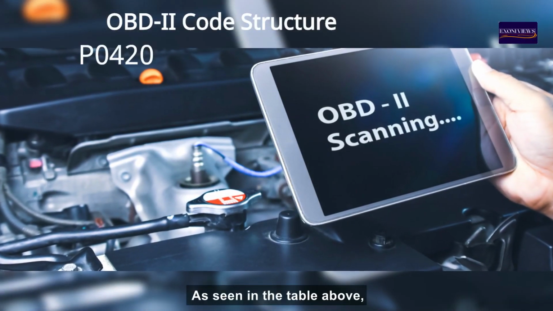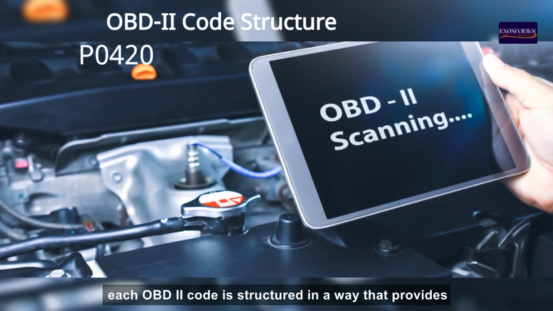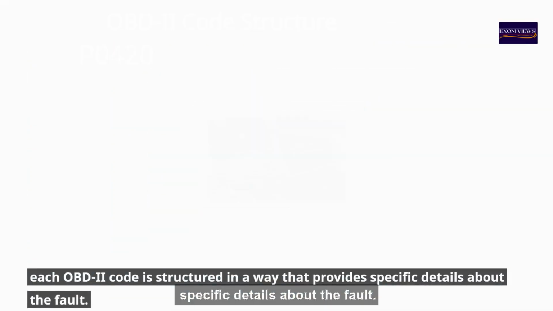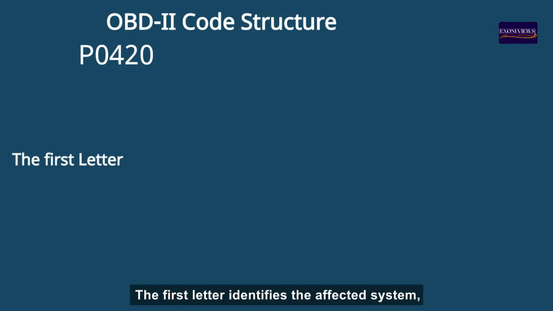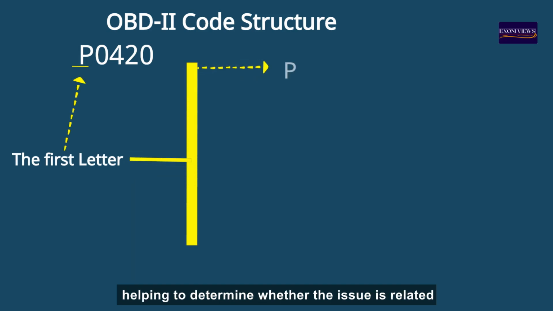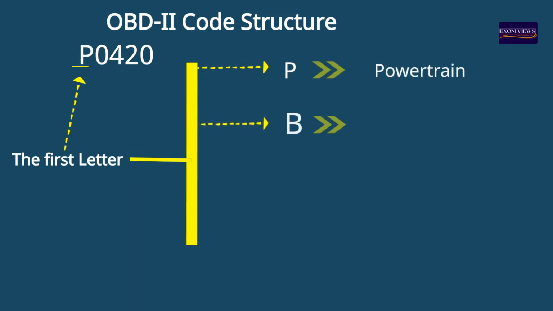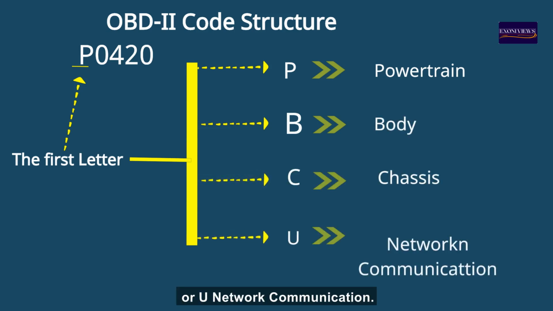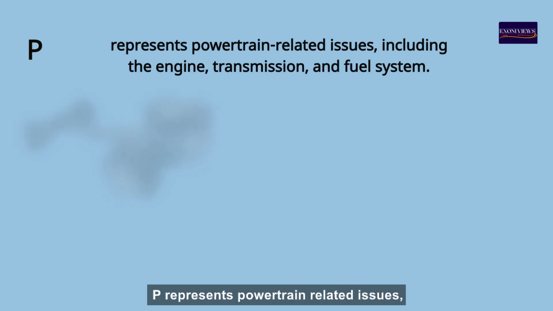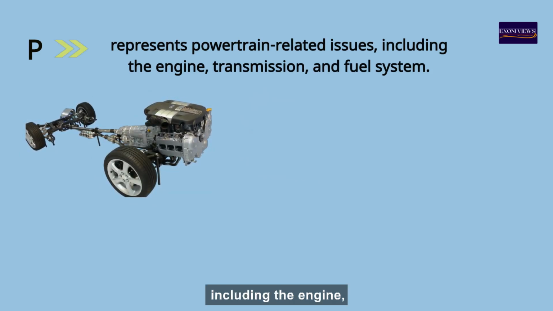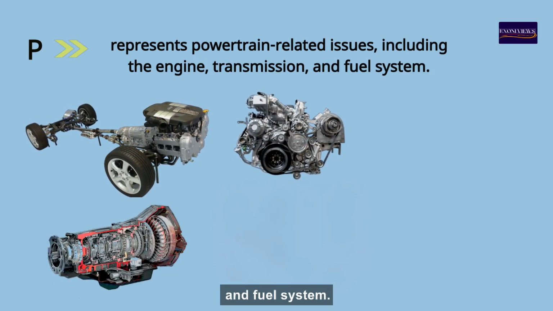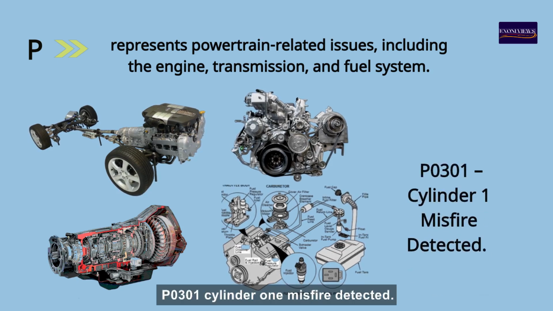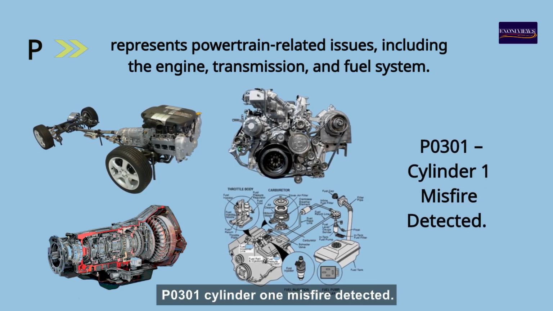As seen in the table above, each OBD2 code is structured in a way that provides specific details about the fault. The first letter identifies the affected system, helping to determine whether the issue is related to the P, powertrain, B, body, C, chassis, or U, network communication. P represents powertrain-related issues, including the engine, transmission, and fuel system. Example: P0301, cylinder 1 misfire detected.